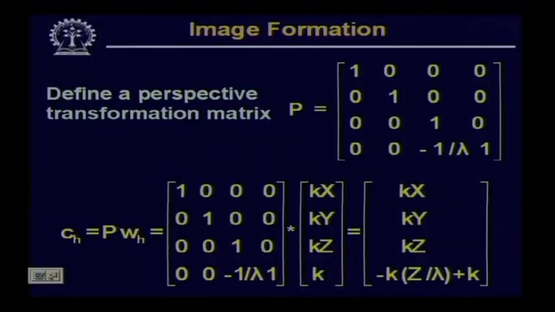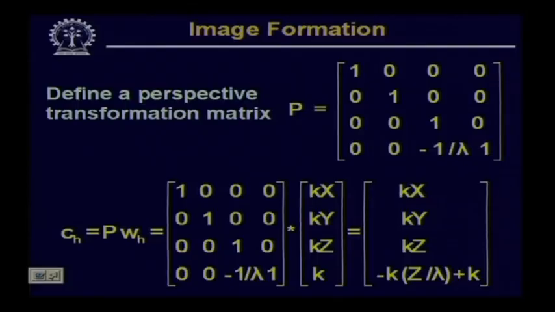Now, to understand the imaging process, let us define a perspective transformation, which is given by P equal to the matrix 1 0 0 0, 0 1 0 0, then 0 0 1 0, then 0 0 minus 1 upon lambda and then 1. You remember this lambda is the focal length of the camera. And we translate our world coordinate w to the homogeneous coordinate, so it becomes kx, ky, kz and k.